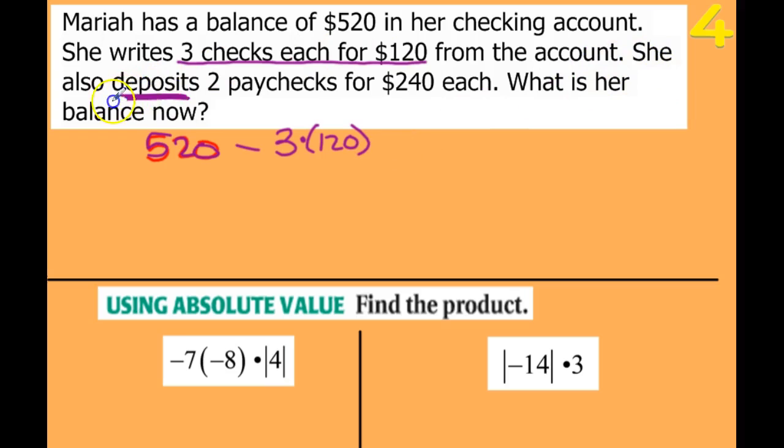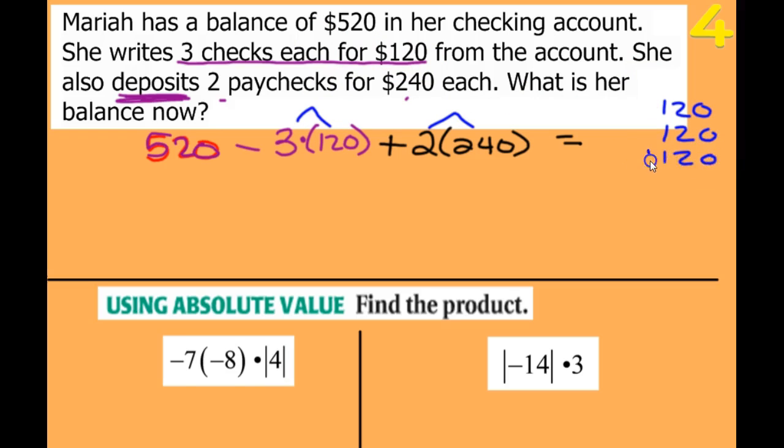She also deposits 2 paychecks for $240 each. So if you're depositing money, you're putting money in the bank account. The positive, she has 2, each worth $240. What is her balance now? So we're going to simplify, figure out what this and this really are. You could do 3 times 120, or this is really 120 three times. If you add them up or multiply, you will get the same answer. I'm going to multiply because that's what it says to do.